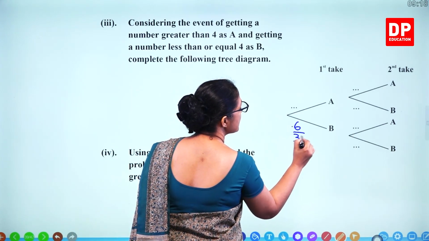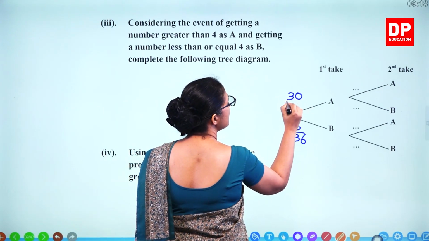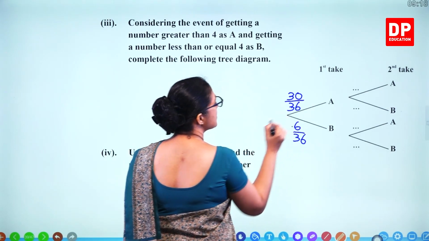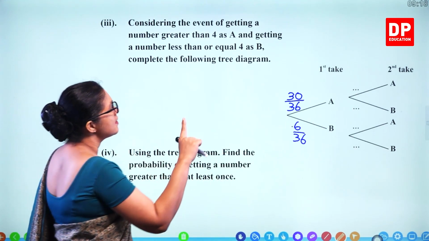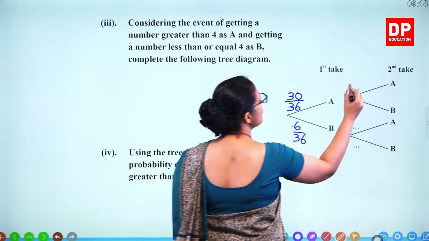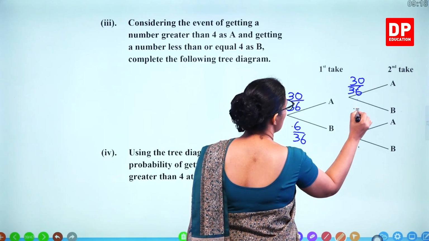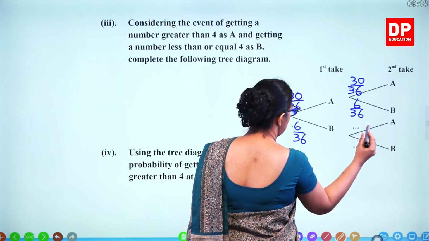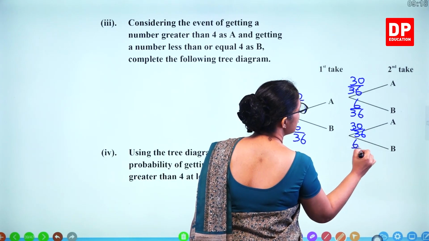Six out of 36. So the rest you get 30. 30 over 36. Then same thing, because you are taking again replacing. So you get 30 over 36. 6 over 36. 30 over 36 here. 6 over 36.